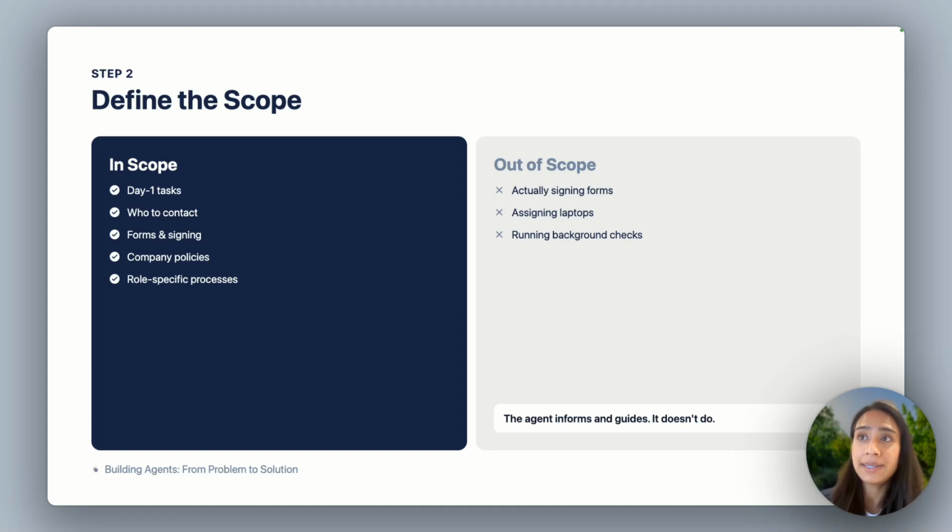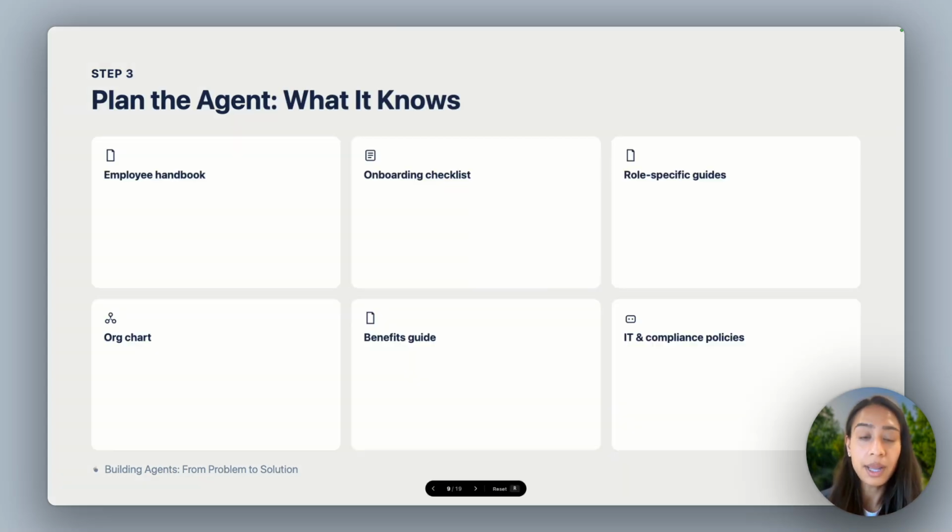And why we do this is that it makes it really easy to know if our agent is successful or not. Because if it's in scope and it does what it needs to, then it's successful. If it's out of scope and it doesn't do that, great. But by having these parameters, you know what you're building for and you can start defining how you're going to build it.